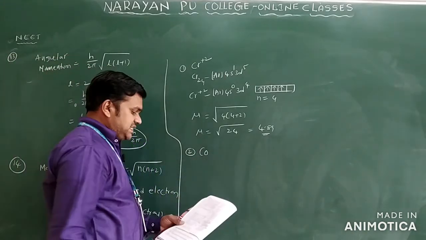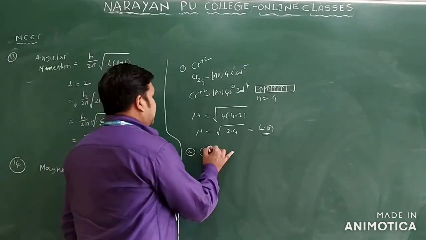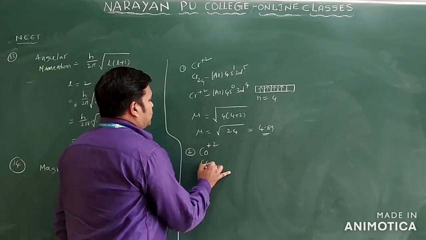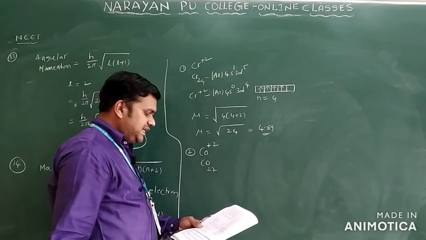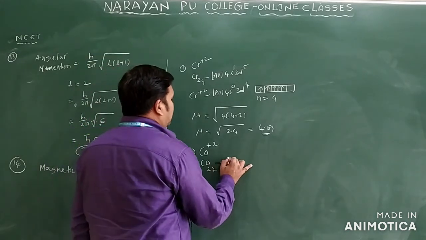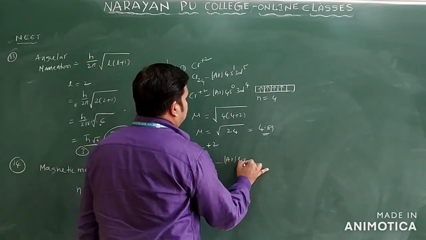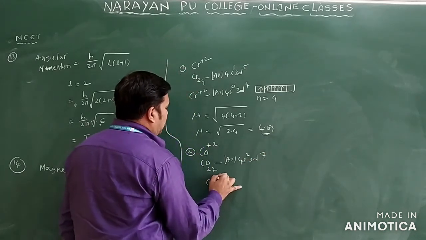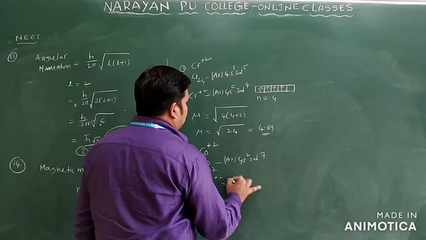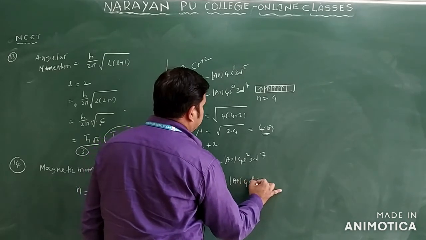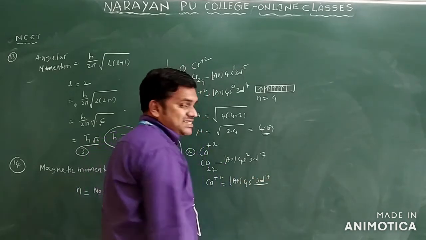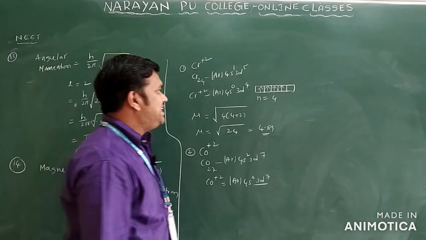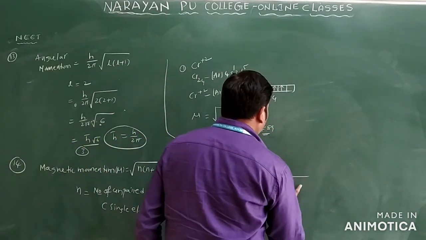One more is given. Next we have cobalt, that is cobalt+2. Cobalt we have 27 only. You will write the configuration: argon 4s2 3d7. Cobalt+2 is equal to argon 4s0 and we have 3d7. Now we will see the d7 we have. How is the d7 configuration there?